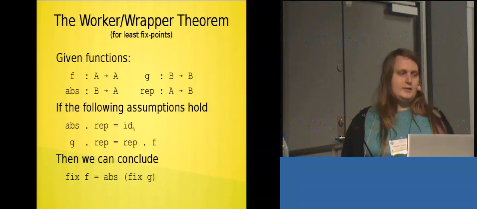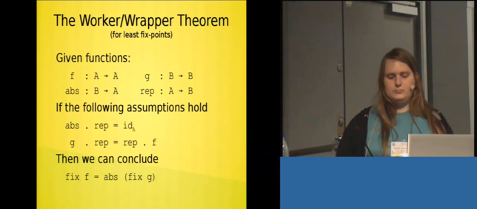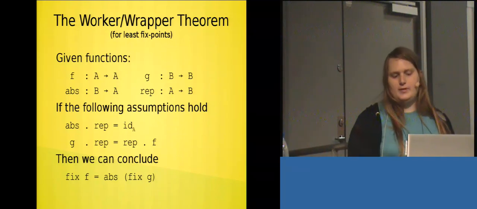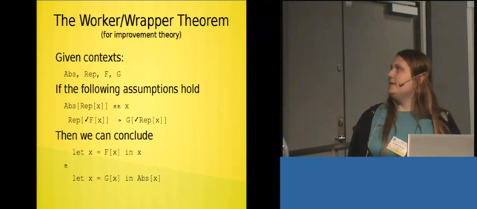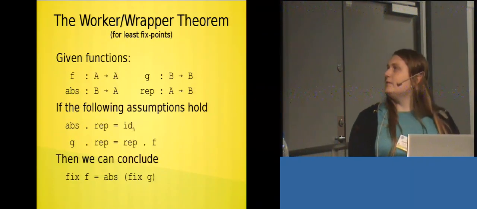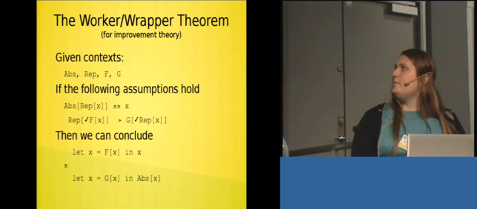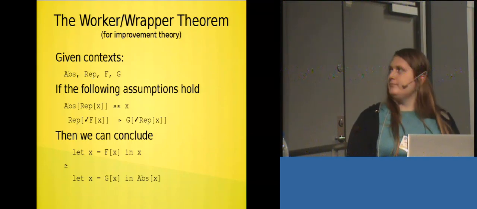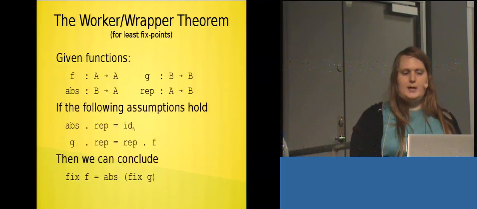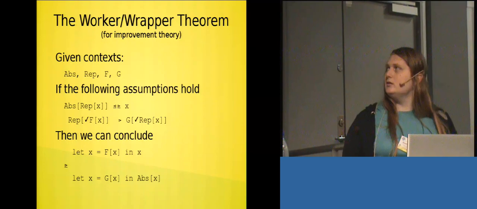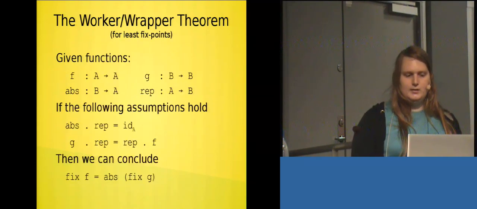So, that's the worker wrapper theorem we had before. If we translate this into the language of improvement theory, we end up with this. We started with functions f, g, abs, and rep. Now we have context abs, rep, f, and g. The type information on it has disappeared because improvement theory is an untyped theory. I'll get back to that later.